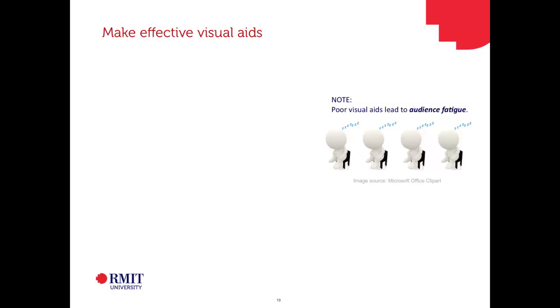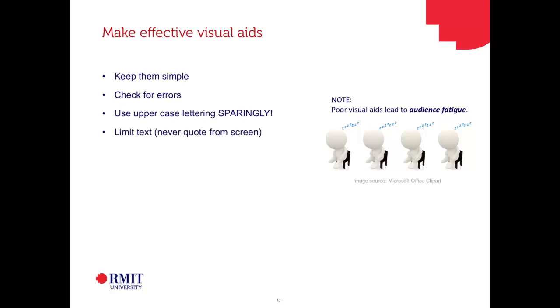So keep your visual information simple with plenty of white space. Check for spelling and factual errors. Avoid using uppercase lettering or capitals because they read like a shout. And keep written text to a minimum. Make sure that you don't read directly from the screen. Tables are more difficult to read than graphs or charts, so watch out for information overload.